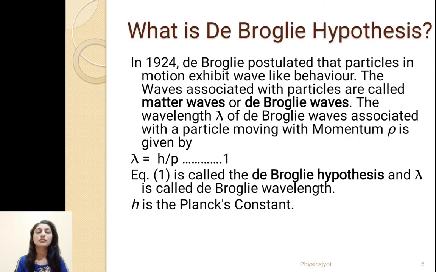So what is the de Broglie hypothesis? In 1924, de Broglie postulated that particles in motion exhibit wave-like behavior, and the waves associated with particles are called matter waves, or de Broglie waves. The wavelength of the de Broglie wave associated with a particle with momentum p is given by lambda equals h by p, which is a very important equation, and this equation is called the de Broglie hypothesis.